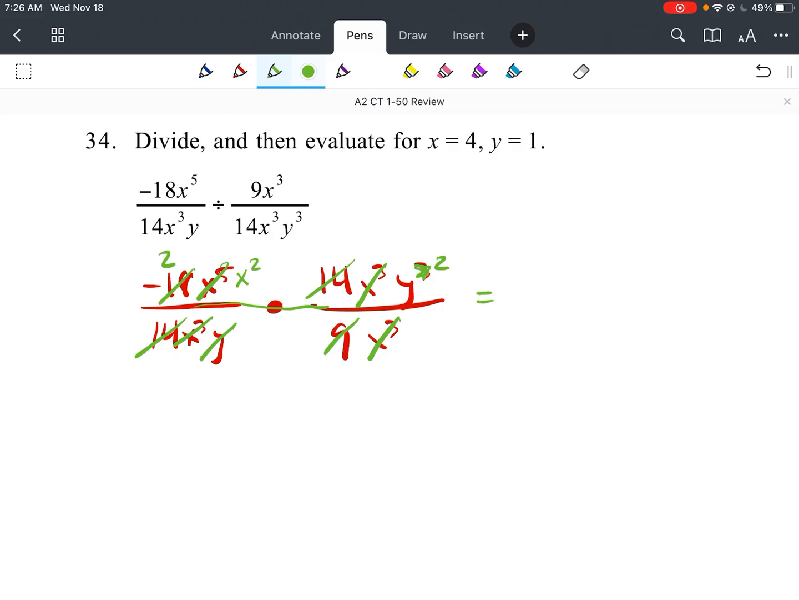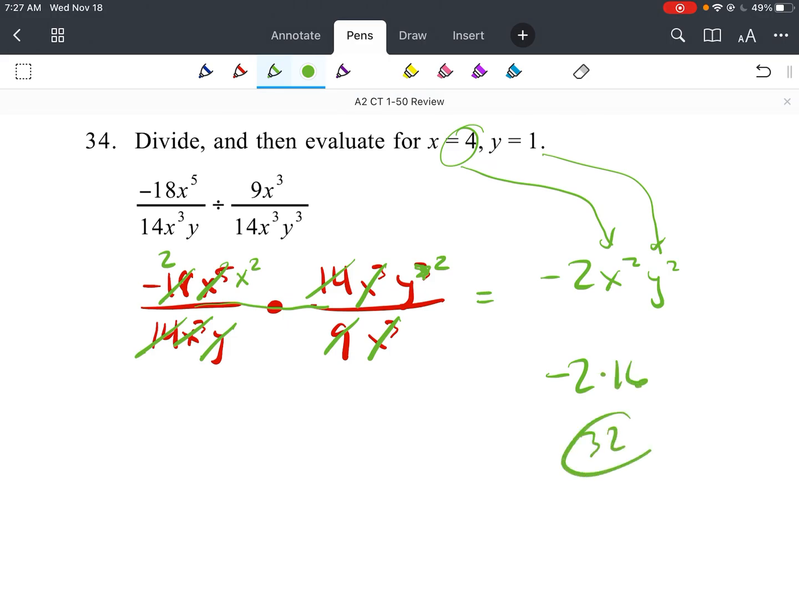So this whole big mess turned into negative 2. Denominators are gone. Negative 2x squared and y squared. Okay, so negative 2x squared y squared, and you plug in. So 1, that's just going to be 1, so this is negative 2, and then 4 squared, that's 16, and this is 32. Negative 32, rather. All right.